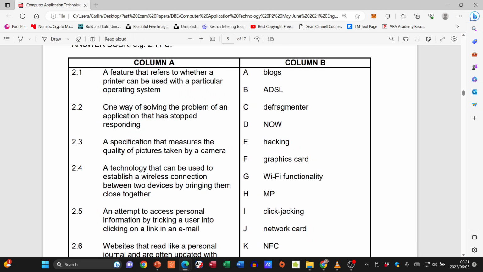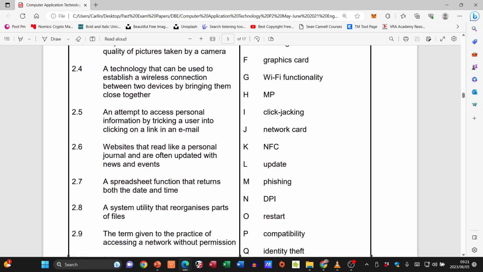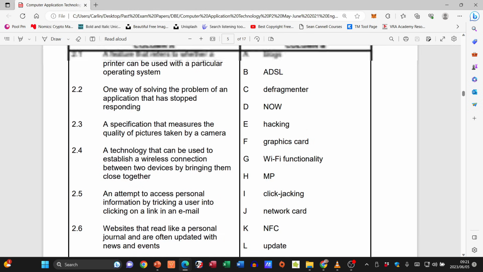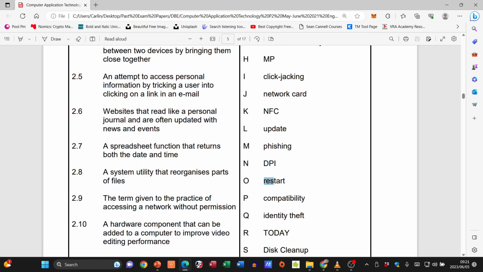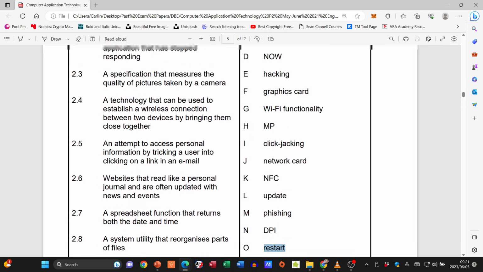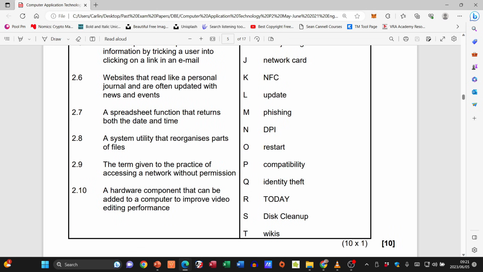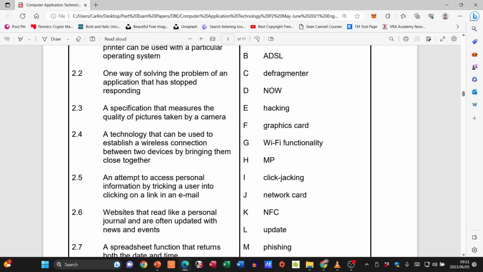2.2, one way of solving the problem of an application that has stopped responding. Now, we already know when an application stops responding and there's nothing we can do. We try to close it and minimize it and all these things, and it doesn't work. What we can do is restarting, and there's our option, restarting the entire PC. Sometimes we can even use the task manager, but I don't see the task manager as an option here. So that would definitely be an option for me to go with restarting.